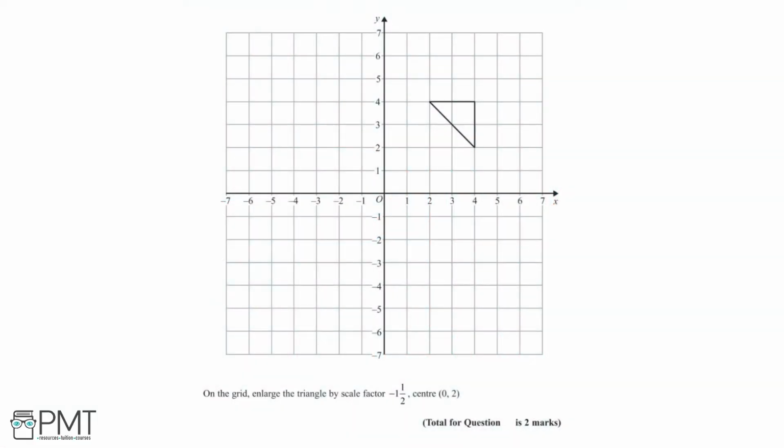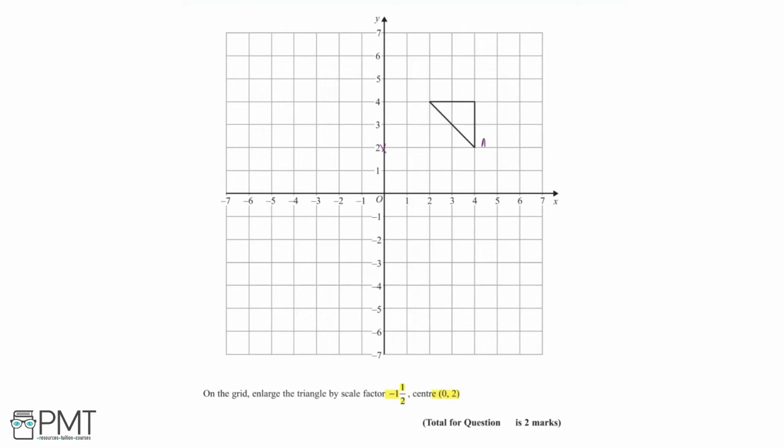In this question, we're given a triangle, and we're told to enlarge the triangle by a scale factor of -1.5 at a centre of (0,2). Now let's first start by identifying the point (0,2), which we can locate to be right over here, which we marked in purple. Now to enlarge the triangle by a scale factor of -1.5, we need to make it 1.5 times bigger than it currently is, and the minus suggests that we're changing direction. So let's take a look at how we do this.